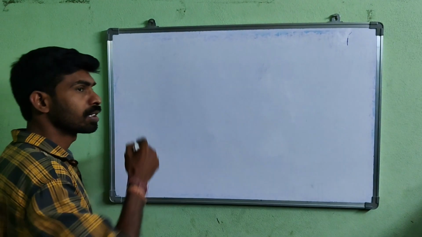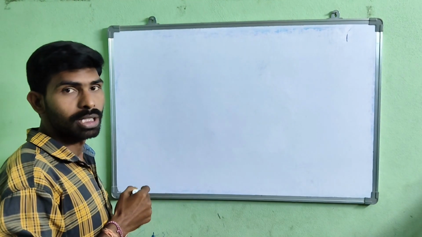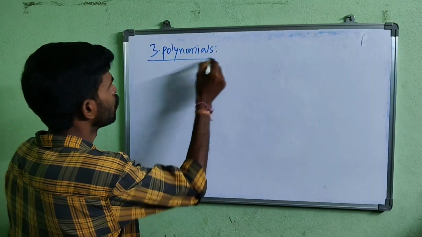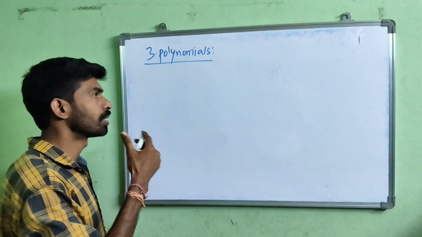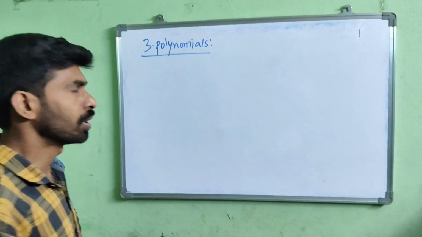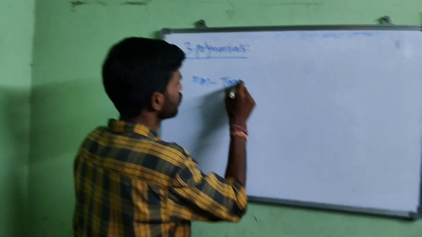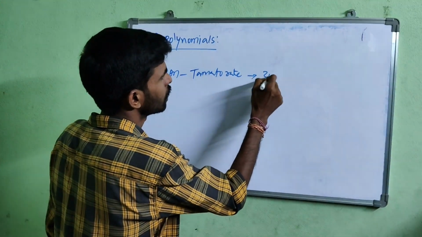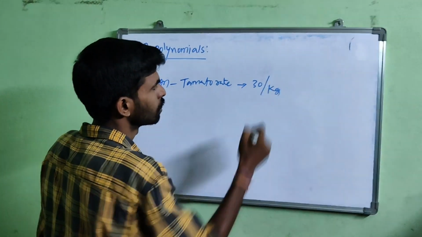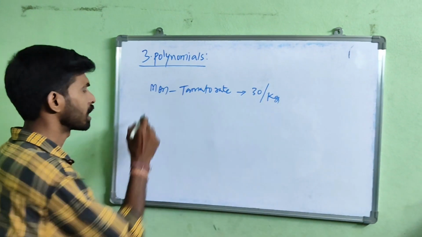Today we are discussing the third chapter, that is polynomials. What is a polynomial? We need to know. Before going to the polynomial chapter, for example, a tomato rate is, for example, 30 rupees per kg.